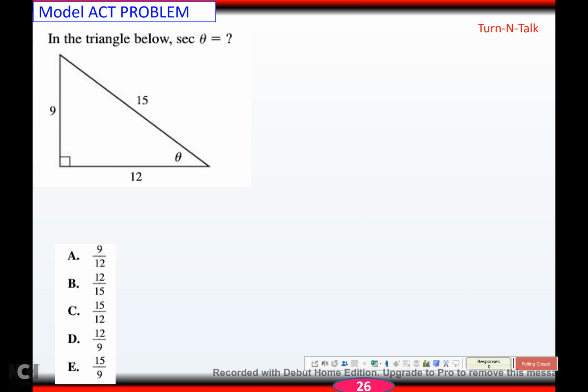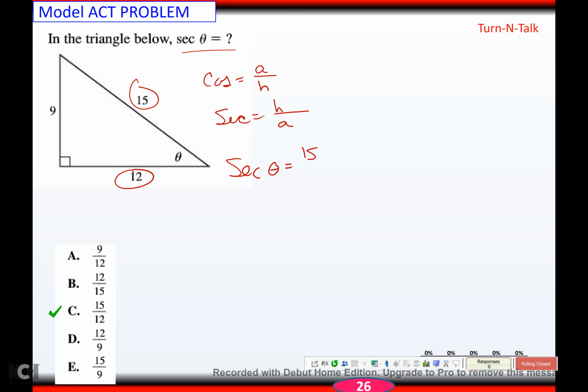All right. You try one. Hit pause. Come back when you're ready. And hopefully you got 15/12. It says they want secant. Secant is reciprocal to cosine. Cosine is adjacent over hypotenuse. So secant is hypotenuse over adjacent. So secant theta, the hypotenuse is 15, adjacent is 12, and there you go.